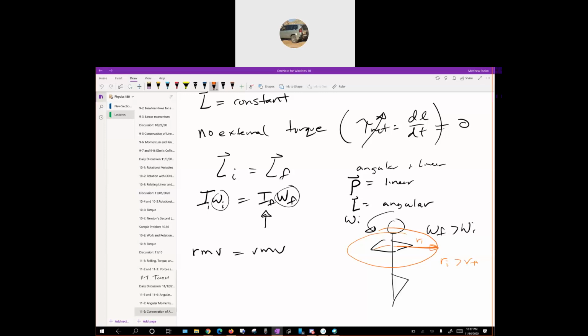R final comes in much smaller, right? They took mass to get as far as you could put your arms out, and they brought it in close to their body. The closer you bring that mass in, the faster you can start spinning. So they didn't provide any torque. They didn't do anything. This is still a system, right? Nothing pushed it. Nothing touched it.